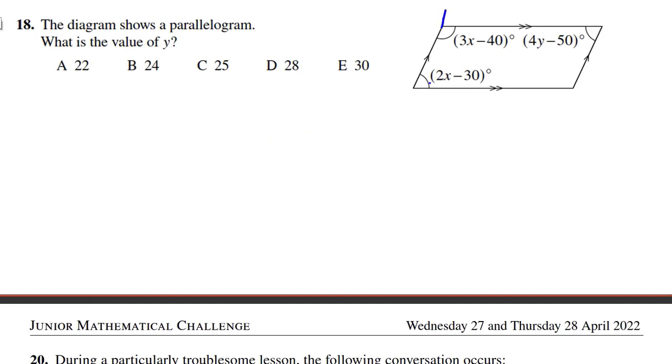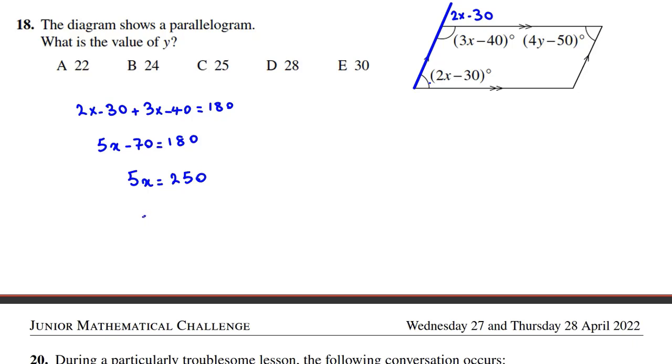Why? Because if I extend this, this is 2x minus 30. So this angle also is 2x minus 30. So if you add these two things, 2x minus 30 plus 3x minus 40 equals 180. 2x plus 3x is 5x, minus 30 minus 40 is minus 70, equals 180. If you add 70 to both sides, it will be 250. And if you divide by 5, x equals 50.